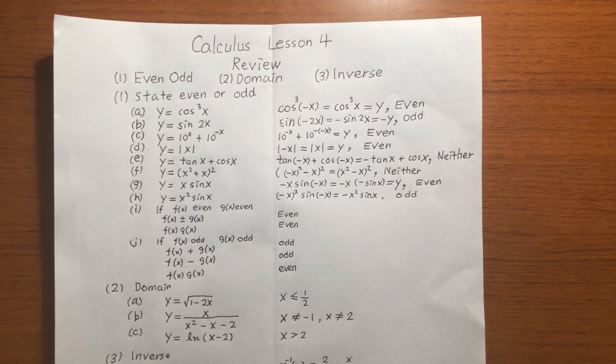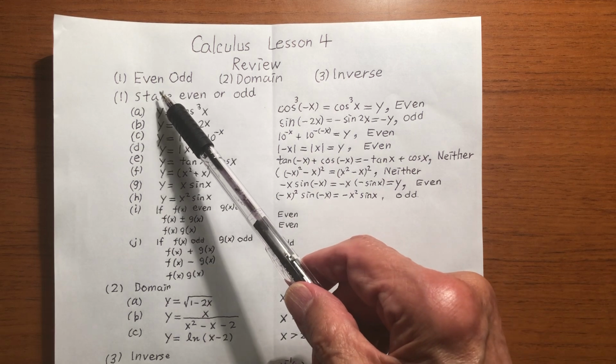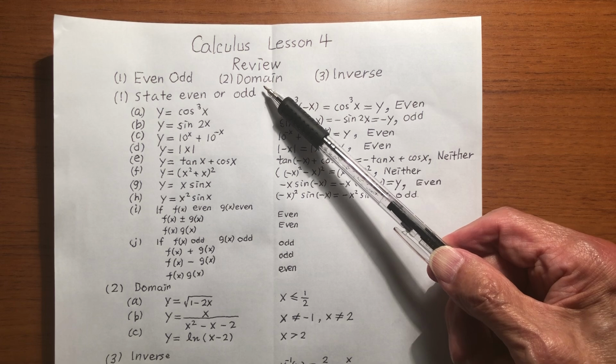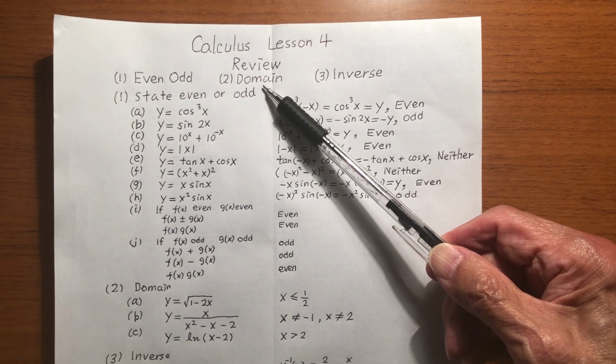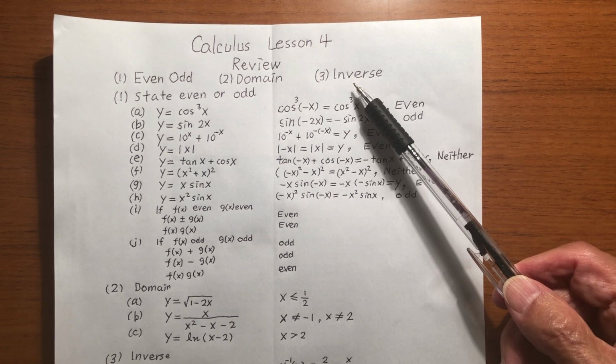This is a review of what we have learned, and we do some review practice. In this review practice, there are 3 parts. The first part is to state whether the function is even or odd. The second part is to state the domain of the function. The third part is to find the inverse of the given function.